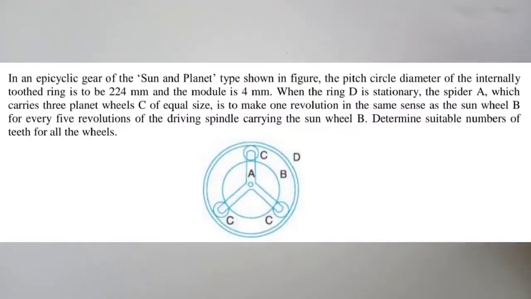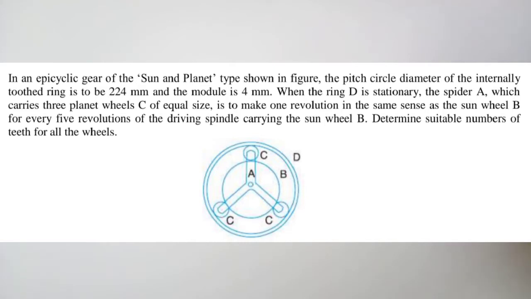Dear students, today I wish to explain about a gear train problem which is asked in the university question paper in the previous years. So I'll read the question. In an epicyclic gear of the sun and planet type shown in diagram, the pitch circle diameter of the internal toothed ring is to be 224 mm and the modulus 4 mm.